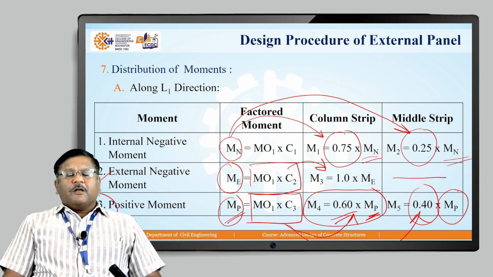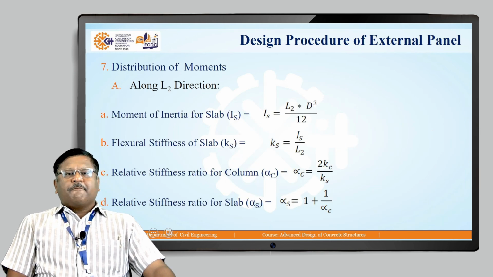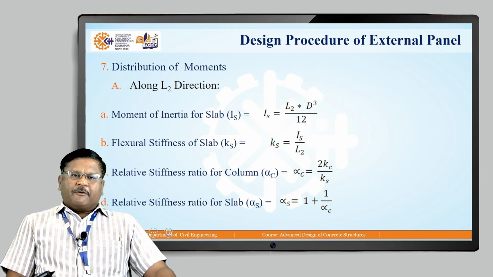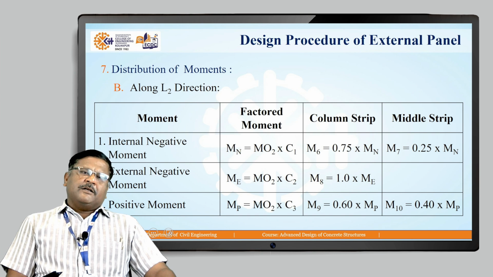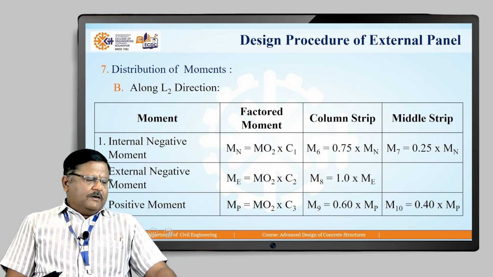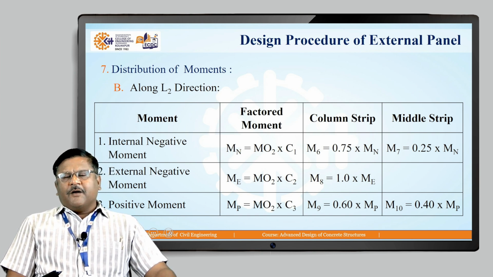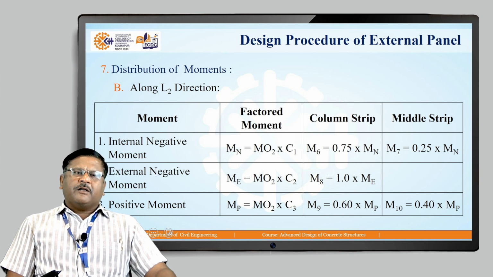Now, this is for L1 direction. You want to repeat the same procedure for L2 direction. Calculate IS, that is moment of inertia for slab, flexural stiffness of the slab, relative stiffness for column, relative stiffness for slab, then C1, C2, C3 factor in L2 direction, and again distribute the moments into L2 direction. After this distribution of moments, you have total 10 moments with you, 5 moments for L1 direction and 5 moments for L2 direction.